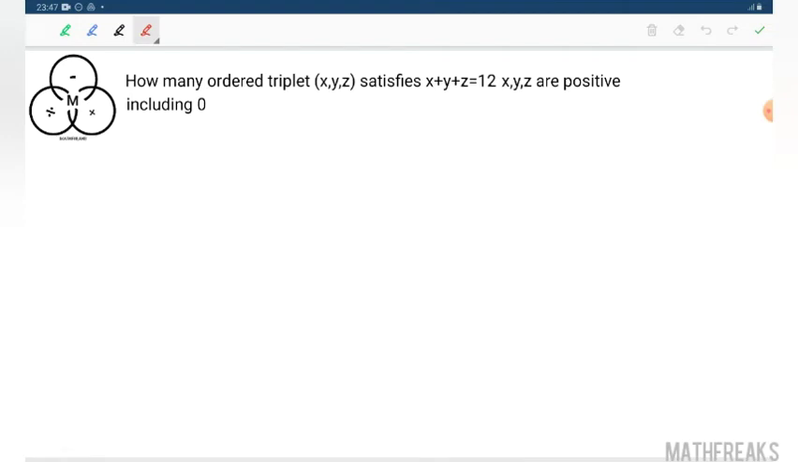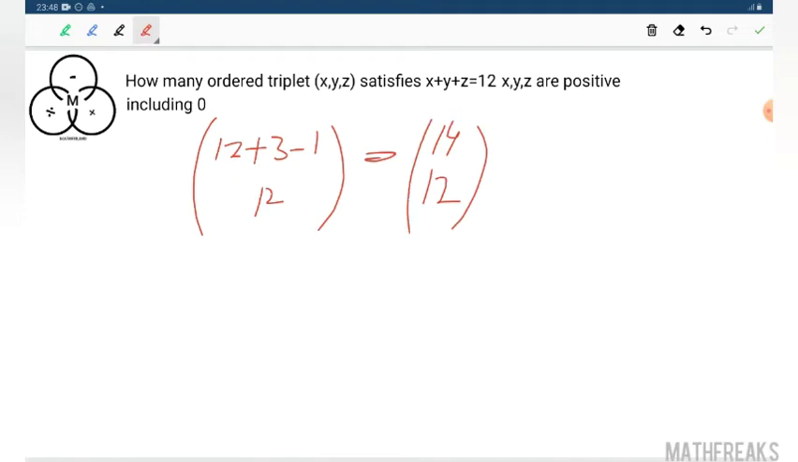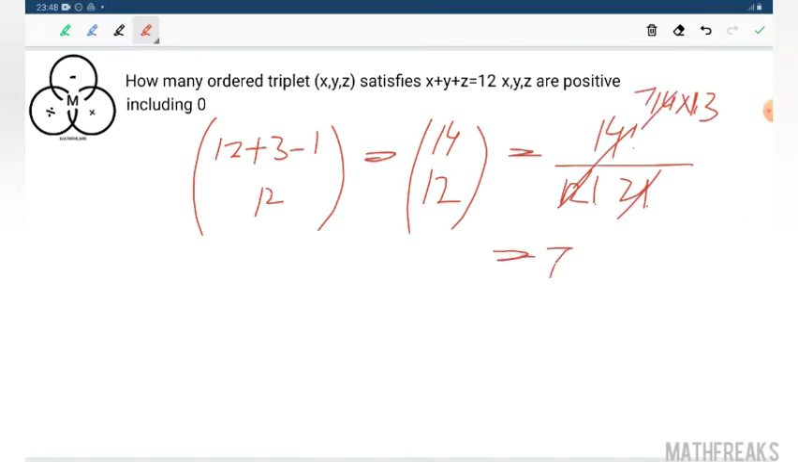Just we will put the formula: 12 plus 3 minus 1, choose 12, which is equal to 14 choose 12, 14 factorial over 12 factorial 2 factorial, 14 into 13 over 2, 7 into 13, which is the answer.